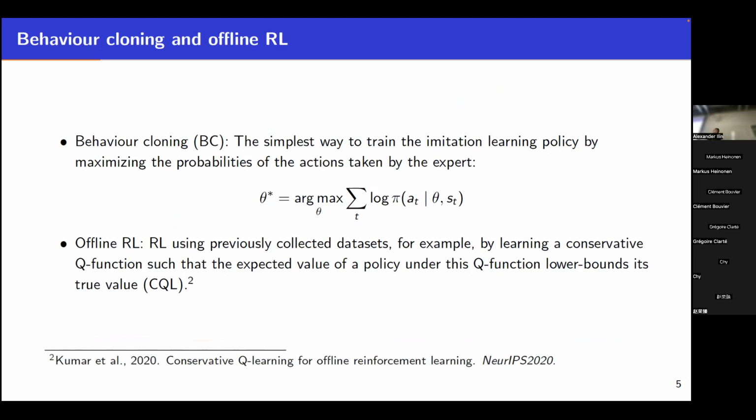Another simple alternative, maybe a little bit more complex, would be to treat this task as an offline RL problem. So we have some data set collected by the expert, and we just learn a policy using that fixed data set. So there is no exploration. And we just use this data set to learn a policy that would generalize to new environments, to new instances of this environment. So for example, we can learn a conservative Q function like in this algorithm called CQL.